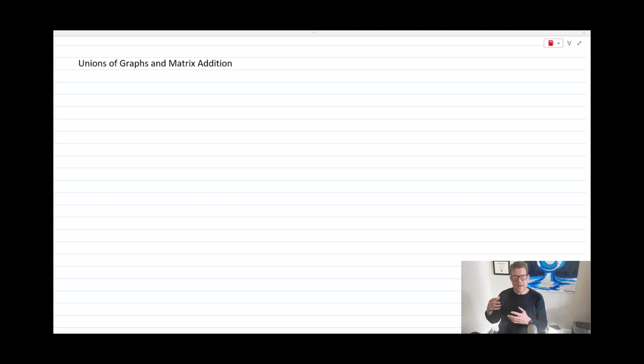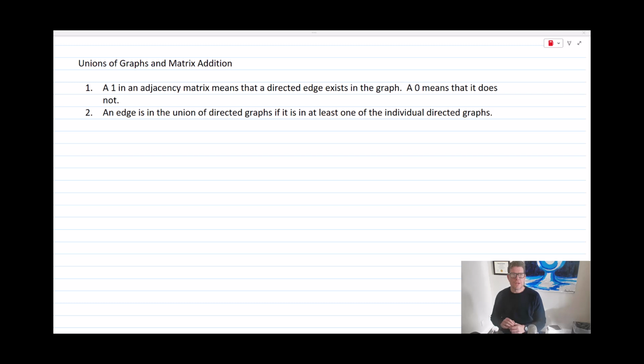So what we're going to see now is that the union of graphs and matrix addition are two parallel processes, much like taking graph powers and matrix multiplication. So we have two principles that we're going to work with here. One, a 1 in an adjacency matrix means that a directed edge exists in the graph, and a 0 means that it does not. And then we have that an edge is in the union of directed graphs if it is in at least one of the individual directed graphs.